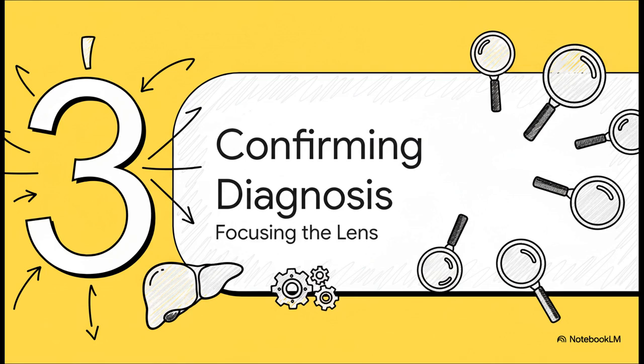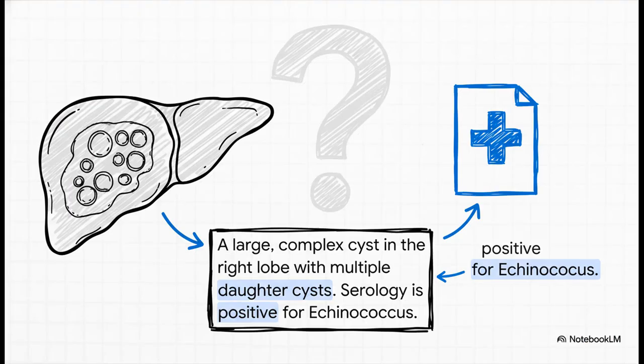Now, let's narrow it down. I'm going to give you some specific findings. All right, candidate, there you have it. The imaging findings here are pretty much pathognomonic, and you've got positive serology to back it up. So, what is the definitive diagnosis?